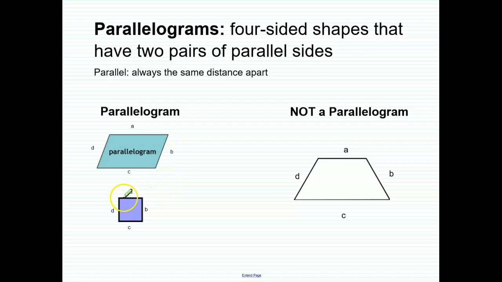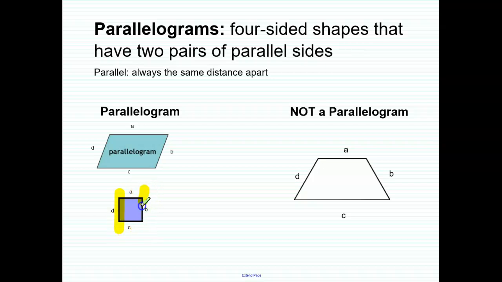Let's test it out. Well, D has a parallel partner. Let's see. Here's side D. Which side is parallel to D? Is A? Well, no, it's not going that same direction. Is C? Nope, it's not. It's actually perpendicular. What about B?